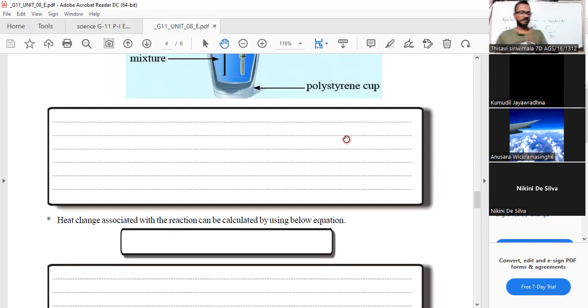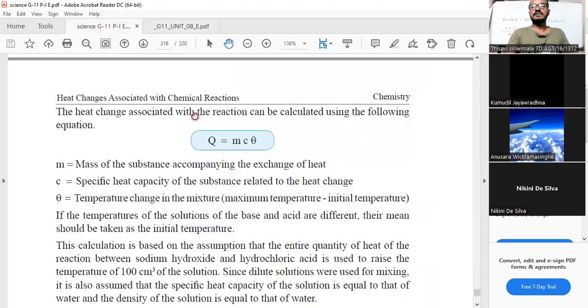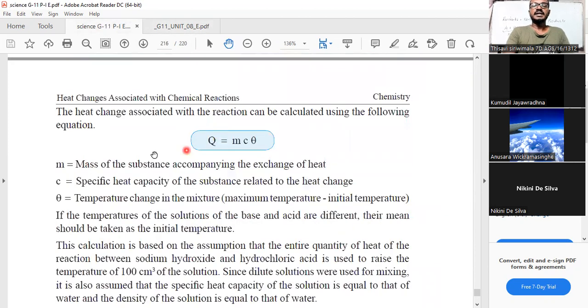Find the maximum temperature. Then there's an equation that we use to do the calculation. Here's the equation, we call it q equals mc theta. In this small box you need to write this equation, q equals mc theta. Write this down. Then the variables have been defined.